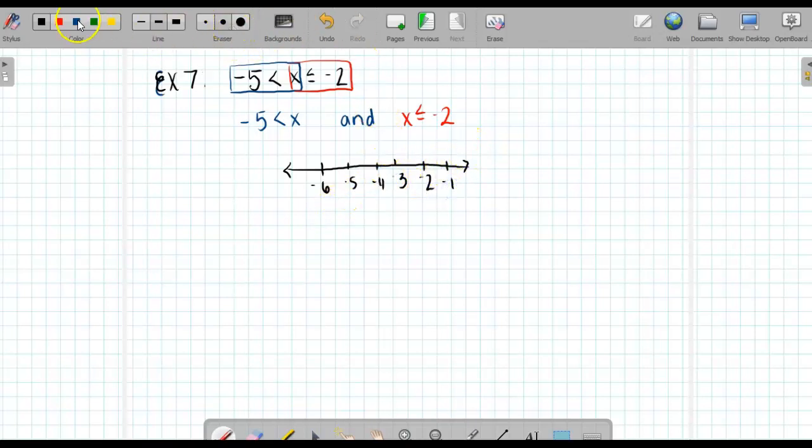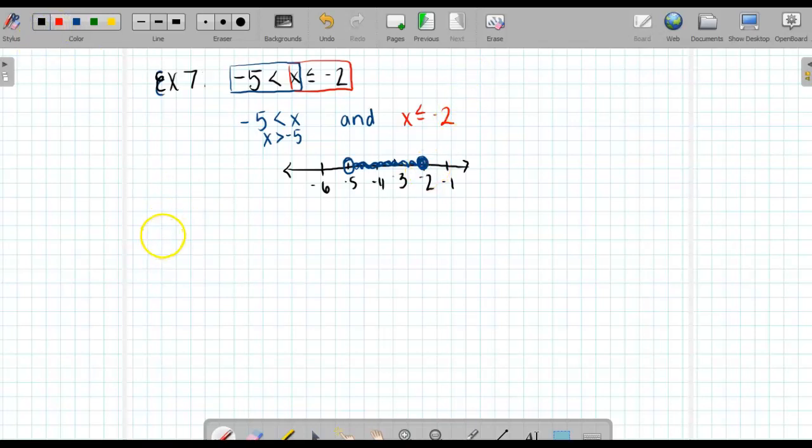So negative 5 is less than x. I could also think of this as x is greater than negative 5. That's going to have an open circle on negative 5, and it's going to be shaded to the right. And then at negative 2, I'm going to have a closed circle, and I'm going to shade to the left, and we'll have the overlap in between negative 5 and negative 2. So that's what this graph will look like.